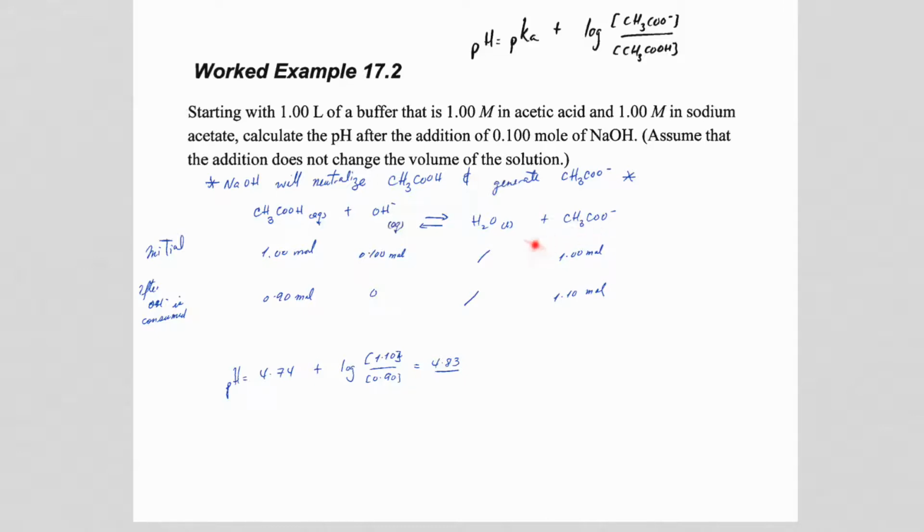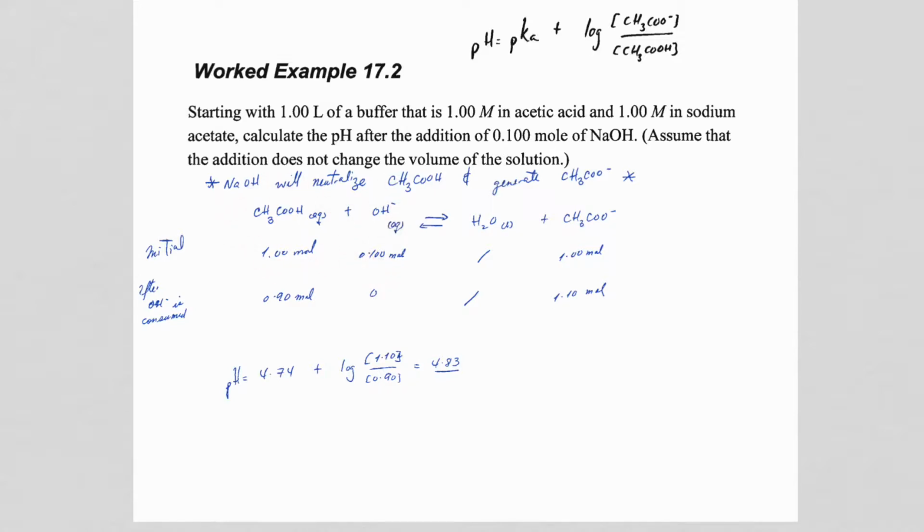The chemical equation we see right here in the middle is a neutralization, so that means that my acid is going to get consumed as I add my hydroxide. Water doesn't participate, so I can just ignore it, and then my acetate gets formed as I add my base. Now, here's the challenge. For every mole that I add of my base, I neutralize one of my acids.